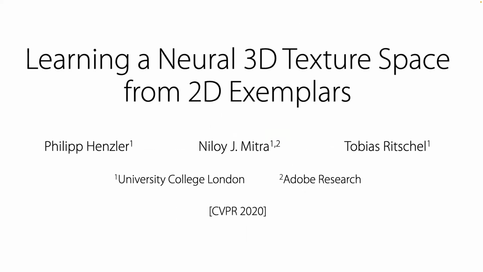Okay, and so just to finalize, I'm going to talk about neural 3D textures, how to learn 3D textures with neural networks. And I'm going to describe this work from CVPR 2020 that's going to learn a neural 3D texture space from 2D exemplars. And this is important because you want to learn 3D textures, but from a 2D patch, a 2D exemplar.